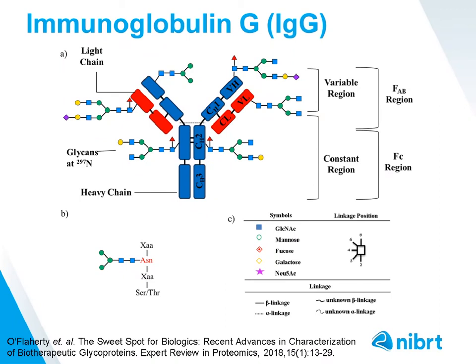So IgG, this is an antibody class found in our body, in our blood and extracellular fluid, and its main function is to protect against pathogens such as virus, bacteria, or fungi.